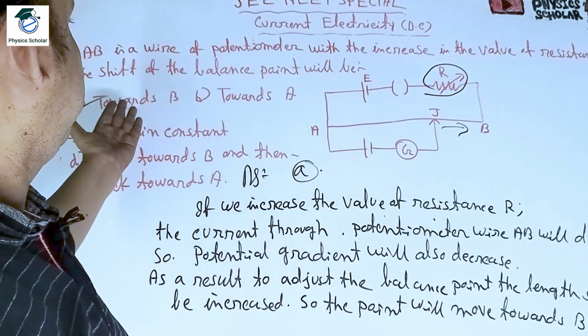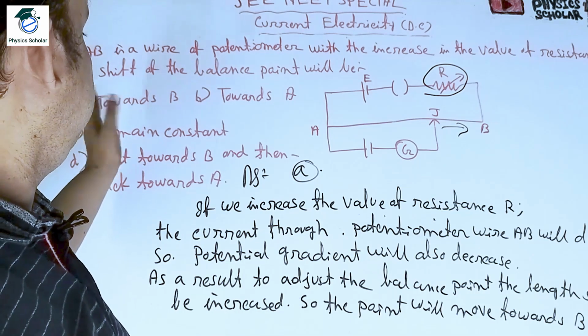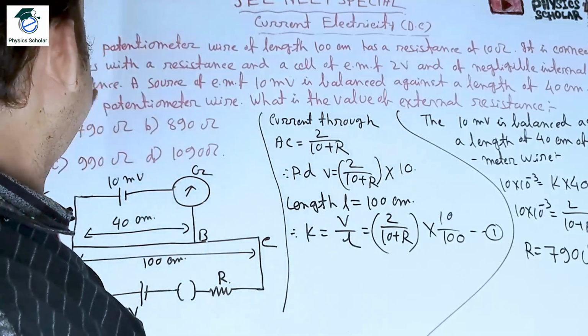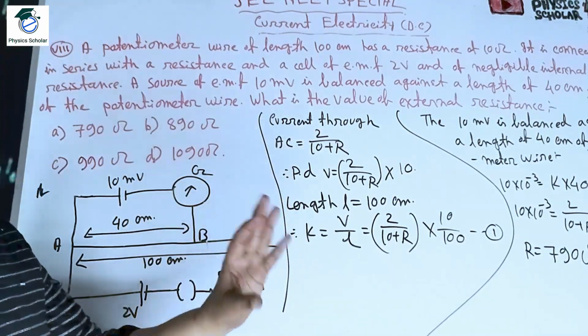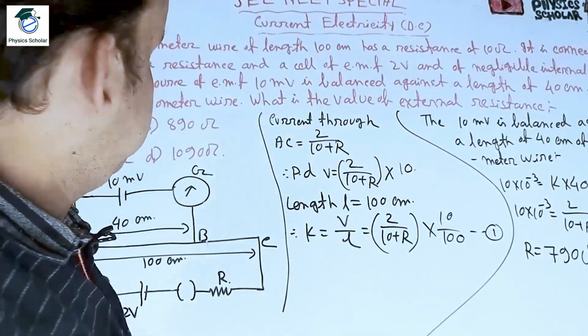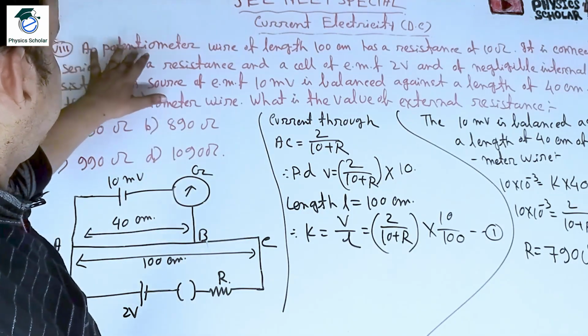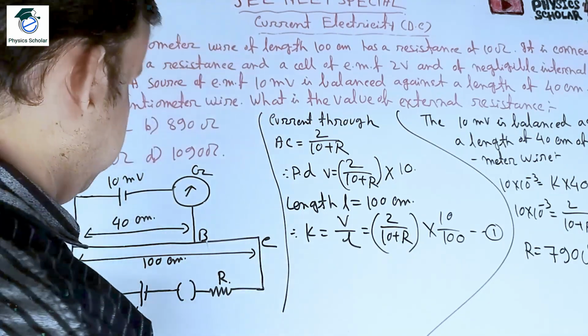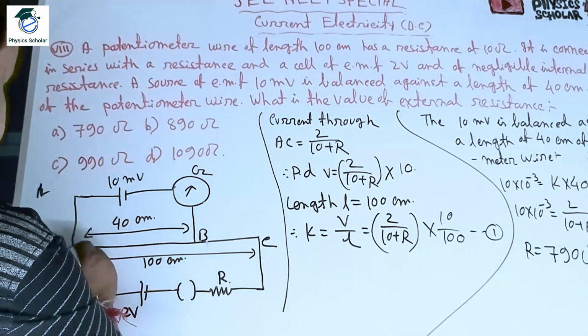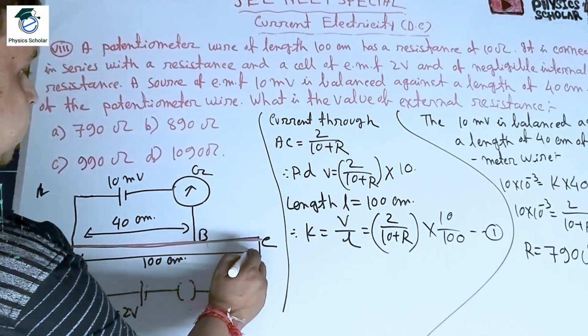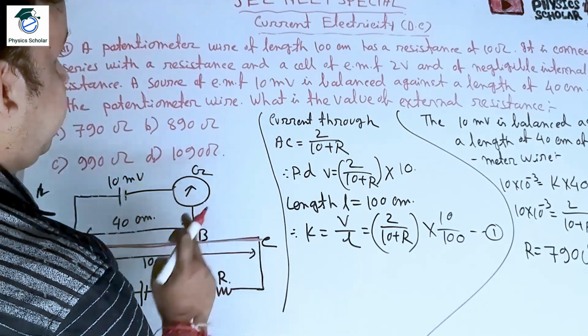So let us move to the next problem of today's episode, problem number 8. Students, so here it is now problem number 8. This type of sums already we have done one in this episode. So a little bit different. Clear? So, a potentiometer wire of length 100 centimeter, that you can see. This is a potentiometer wire, AC. 100 centimeter is the length of this wire.